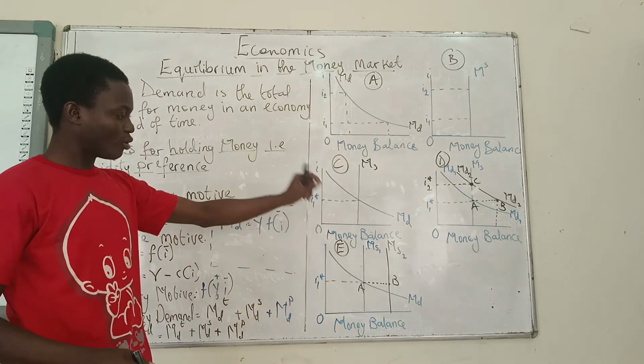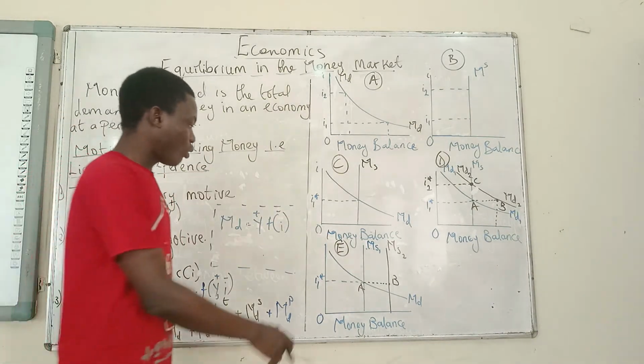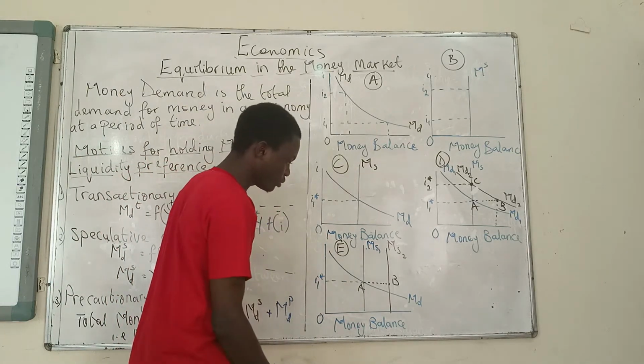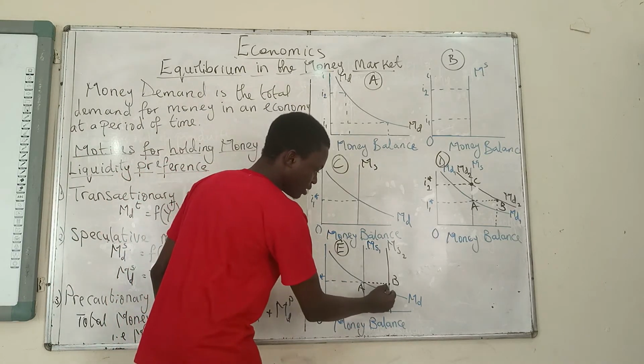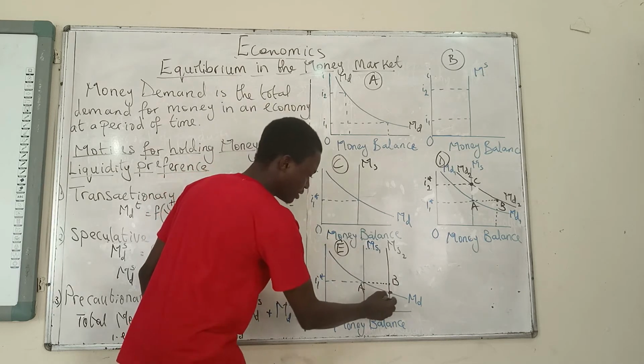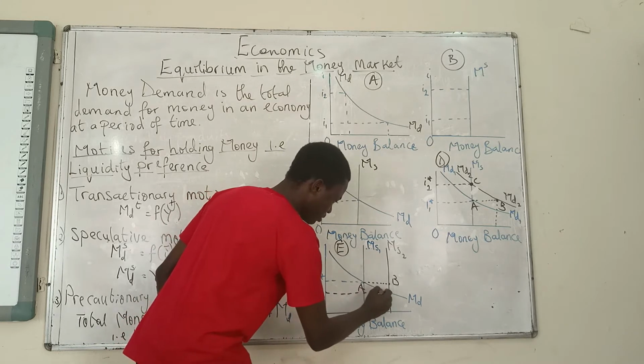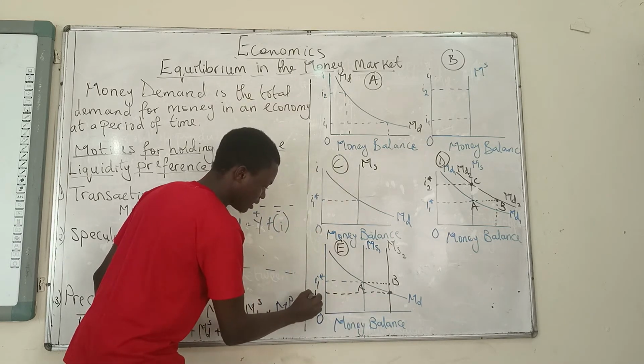So when it does that, what exactly is going to happen? Because money demand did not rise, what you just have to look at is where the new equilibrium is. The new equilibrium between the old money demand and the new money supply is occurring at this point. So we change that up to this. So we have I2.